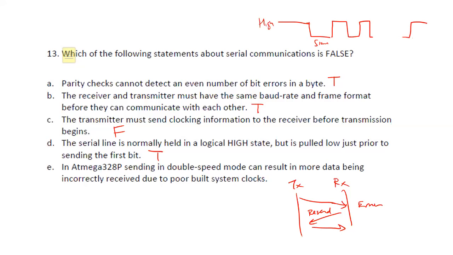The last line, in ATmega32A, sending in double speed mode can result in more data being incorrectly received due to poorly built system clocks. This is true, in the sense that when you have a higher bit rate, you need systems that can reliably transmit and receive at that same rate. This may not always work for simple systems where the clocking may not be as efficient or as accurate.